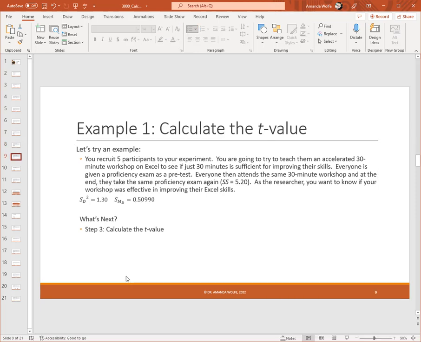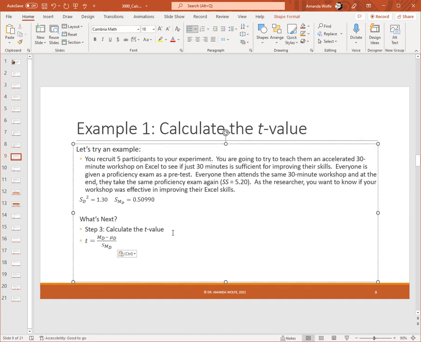Now we're going to go on to step 3, which is to calculate the final t-value for our data set. If I grab the formula from a previous slide, we see that to calculate the t-value, t equals md, which stands for mean difference, minus mu d, which would be the difference in the population, over that standard error we just found. So we can go ahead and replace the standard error with the actual value that we found. But what about that numerator?